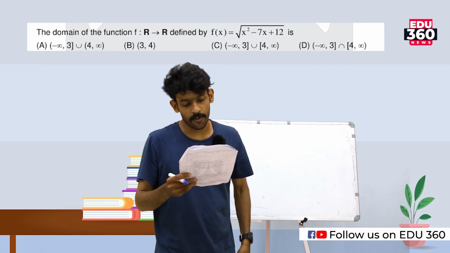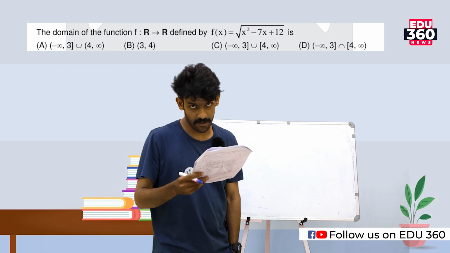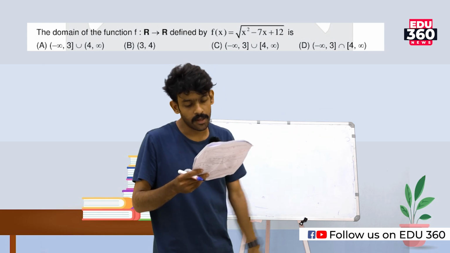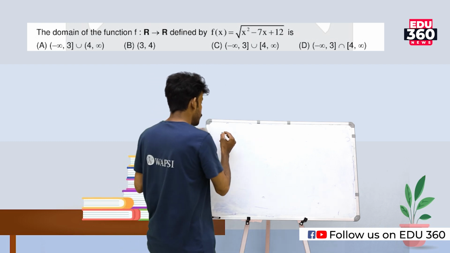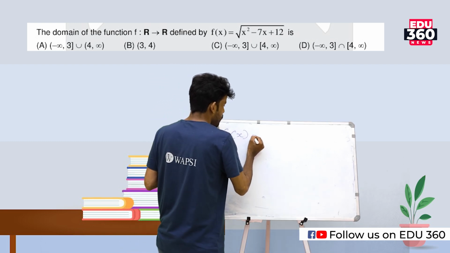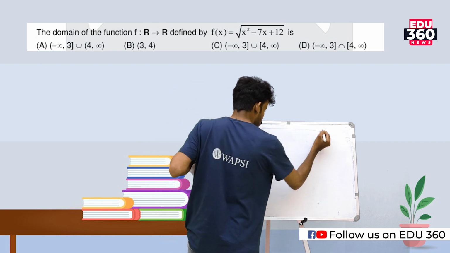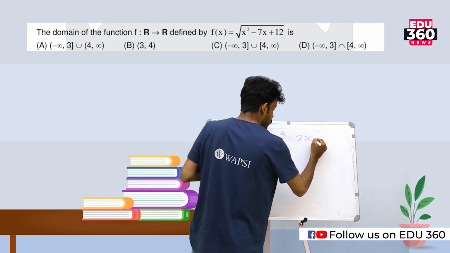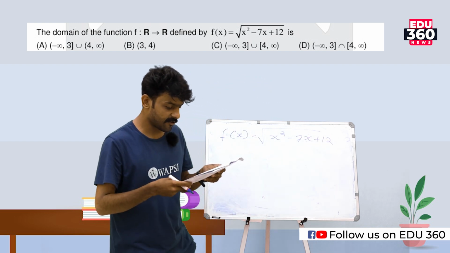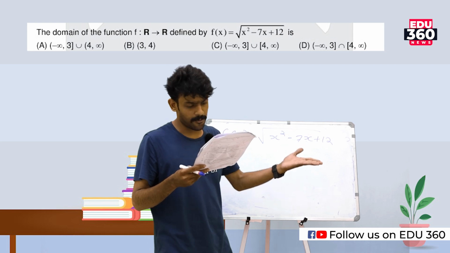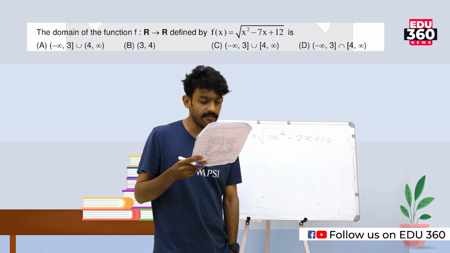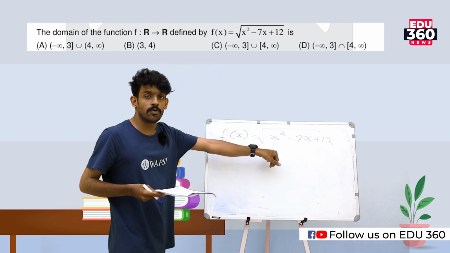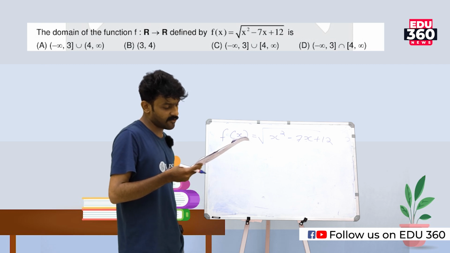Okay. So the next question is that the domain of the function f such that R to R, from real number to real number, is defined by f of x is equal to root of x square minus 7x plus 12. You can see there are 4 options. So we need to find the interval in which x belongs to. F of x is equal to root of x square minus 7x plus 12.